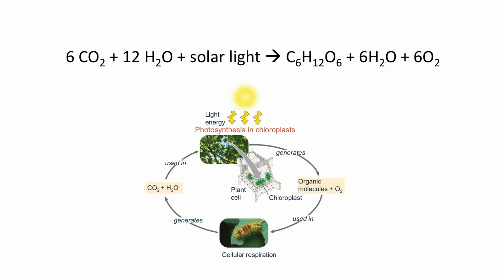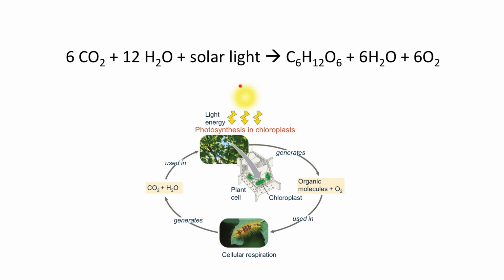We all know that plants need sunlight, water, and air in order to survive. But what exactly are the plants doing with this? Let's take a closer look at how photosynthesis works. So this is just an overview of what's happening in this process.